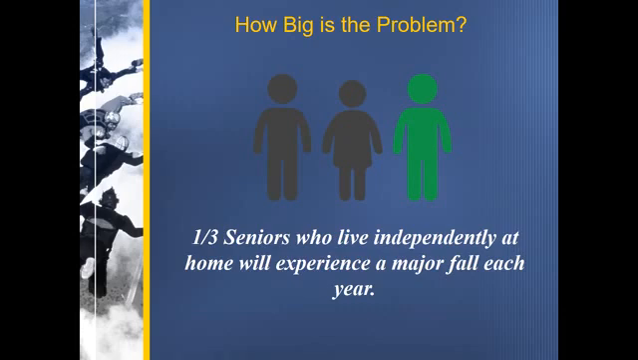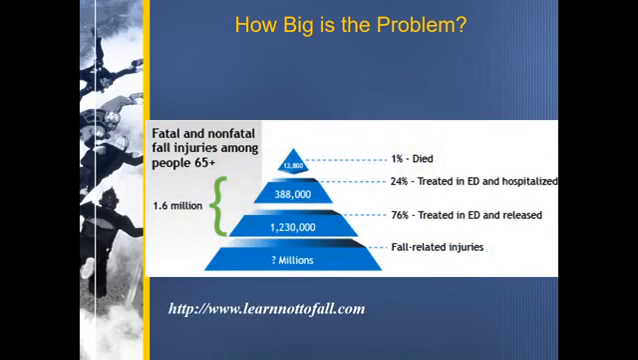1 out of 3 seniors who live independently at home will experience a major fall each year. This graph shows fatal and non-fatal fall injuries among people age 65 and over. So 1% of them died, 24% were treated in the emergency department and hospitalized, 76% were treated in the emergency department and released, and it's unknown how many other millions of fall-related injuries there are.